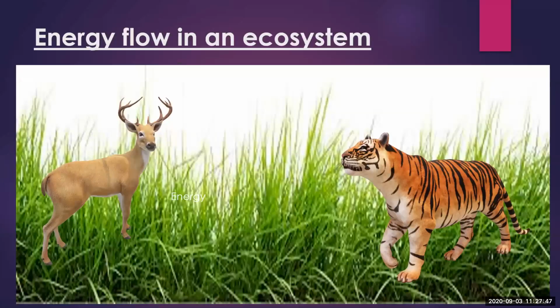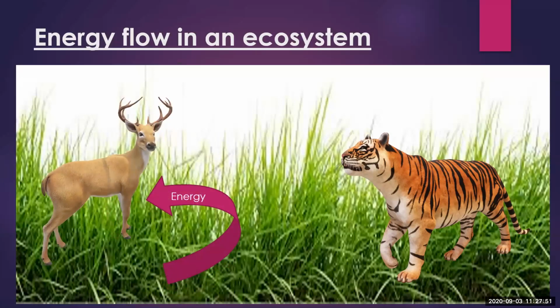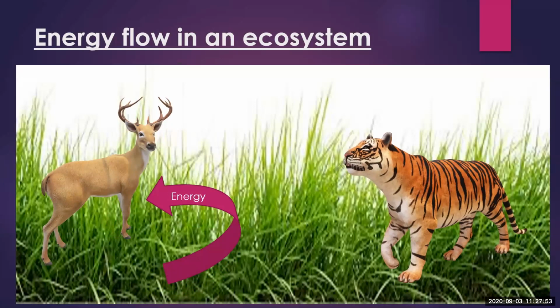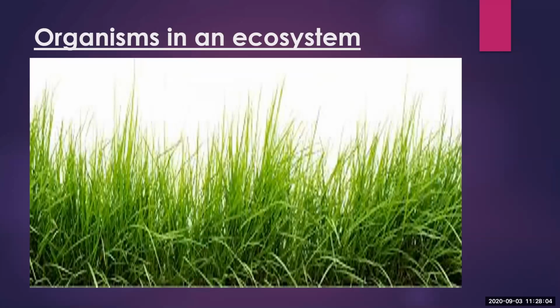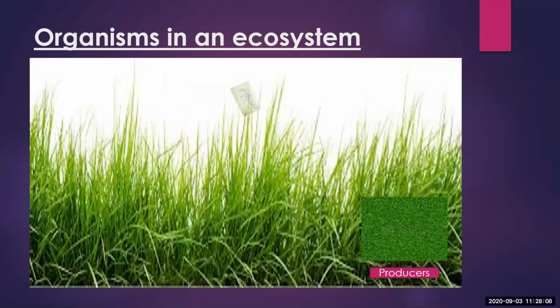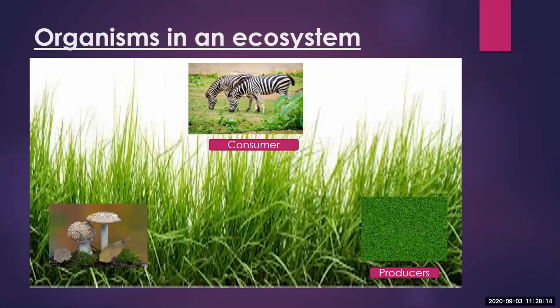Then there is energy flow. Grass will be eaten by the deer. The energy will flow from grass to the deer. This deer will be eaten by the tiger. So there is a continuous flow of energy in one direction from one organism to another. Then there are producers. These are the green plants. Then these are the consumers, which are the herbivores, which feed on the producers, and these are the saprophytes.